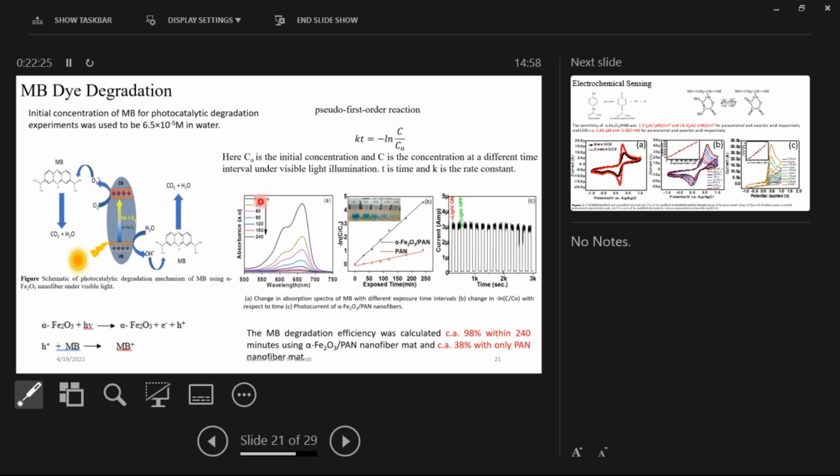As you can see, with respect to time, in almost 240 minutes it was able to degrade almost 98% of the methylene blue. And if we compare with the pure PAN nanofibers, pure PAN nanofibers were able to remove only about 38% of the dye. Then after that, we tested it with the photocurrent also. When we turn on the light, it was showing 3 microampere, and when we turn off the light, it went to 0. So it was showing photo activity also.